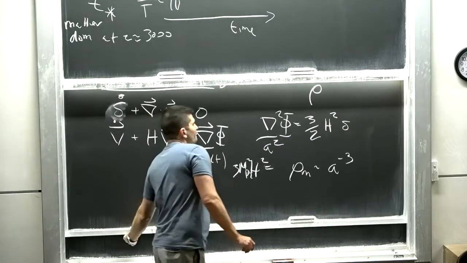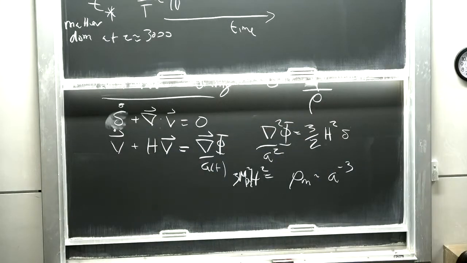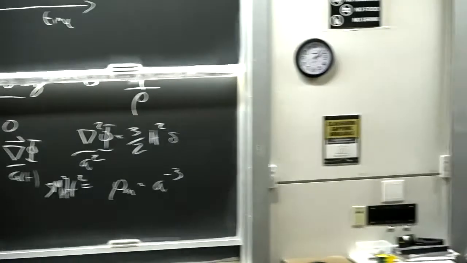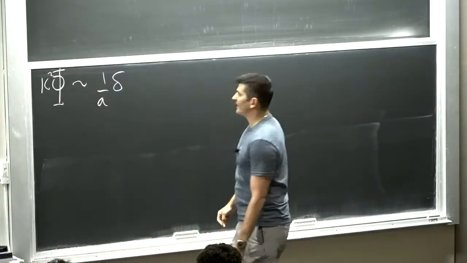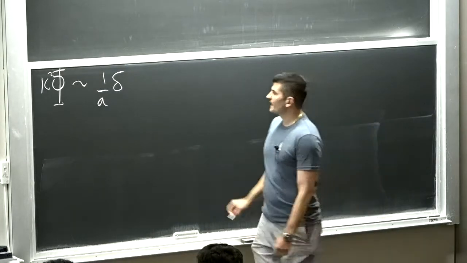Okay, so from those things we learn the following. We learn that k squared times phi is like 1 over a times delta in matter domination.